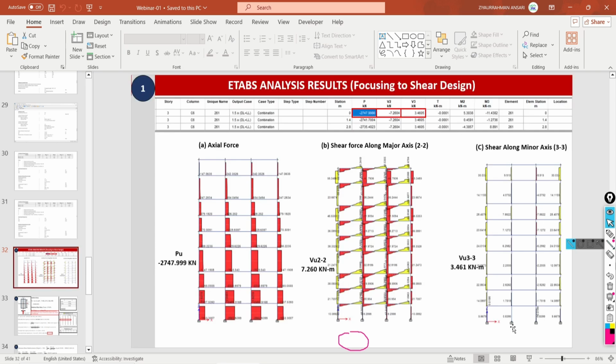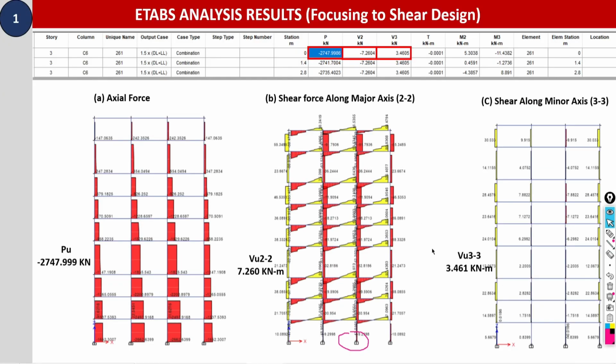Finally, for the shear design, we are going to see the axial force, shear about the major axis, and shear about the minor axis. Okay, so two axis we are going to say as major because the more value we are getting, and the small value we are getting about axis 3, that's why we are going to call it the minor axis. So 2747, 999, 7.26, 3.461.